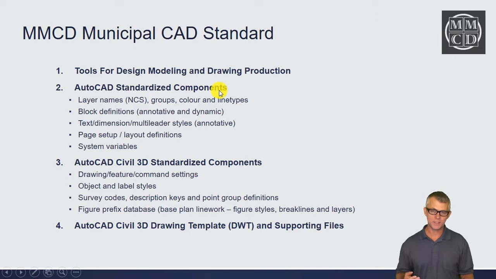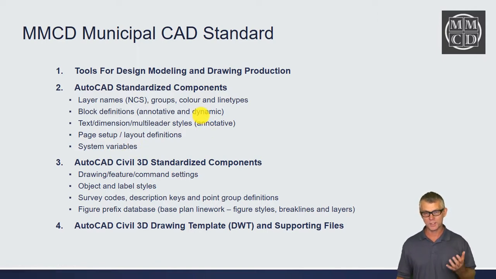When we put this together, the first step was to develop a solid base of AutoCAD standards based on the national CAD standard, the layer names. We wanted good block definitions with good naming conventions, a set of text, dimension, and multi-leader styles, page setup and layout definitions, and system variables. So that is the base AutoCAD standard.